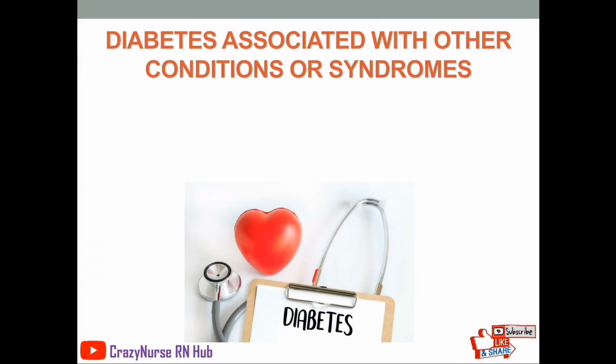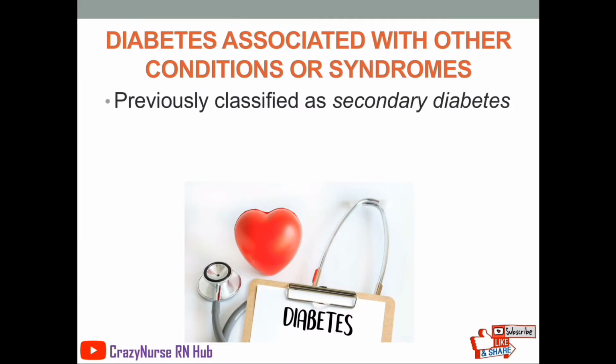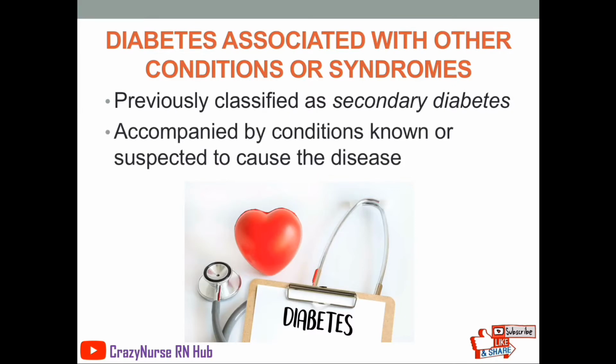We also have diabetes associated with other conditions or syndromes. It is previously classified as secondary diabetes. It is accompanied by conditions known or suspected to cause the disease, such as pancreatic diseases, hormonal abnormalities, medications such as corticosteroids and estrogen-containing preparations.